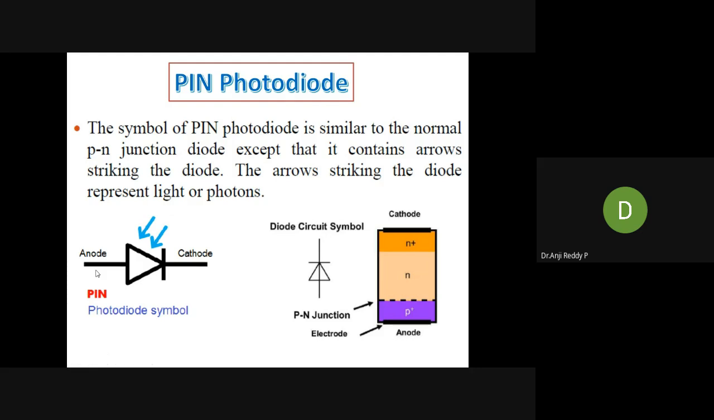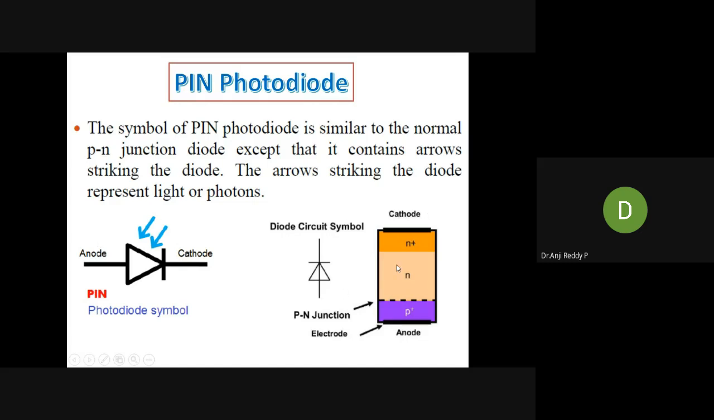The symbol of the solar cell and the pin photodiode are both the same. If you remove those arrow marks, then it will act as an ordinary diode. You can observe the ordinary diode symbol here. This is the ordinary diode. This is the pin photodiode.